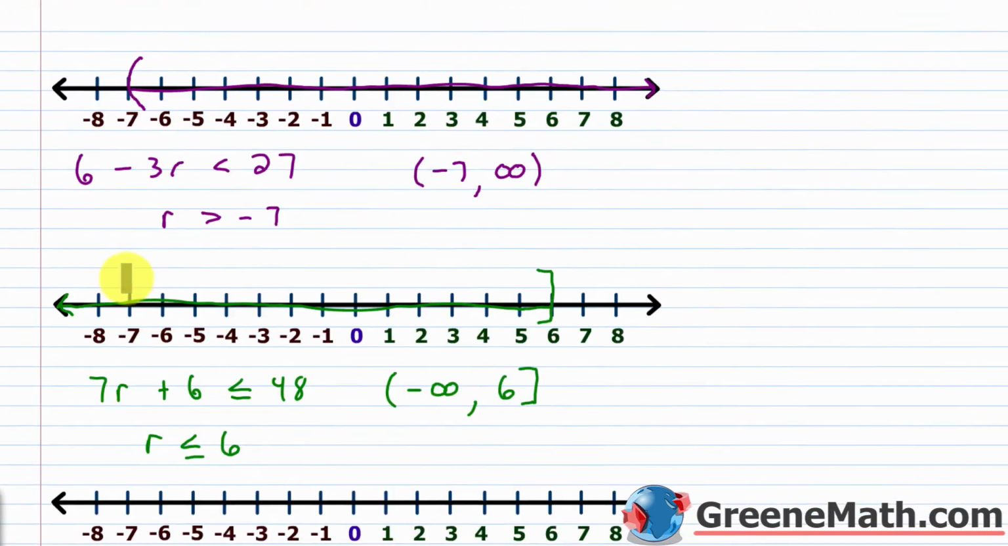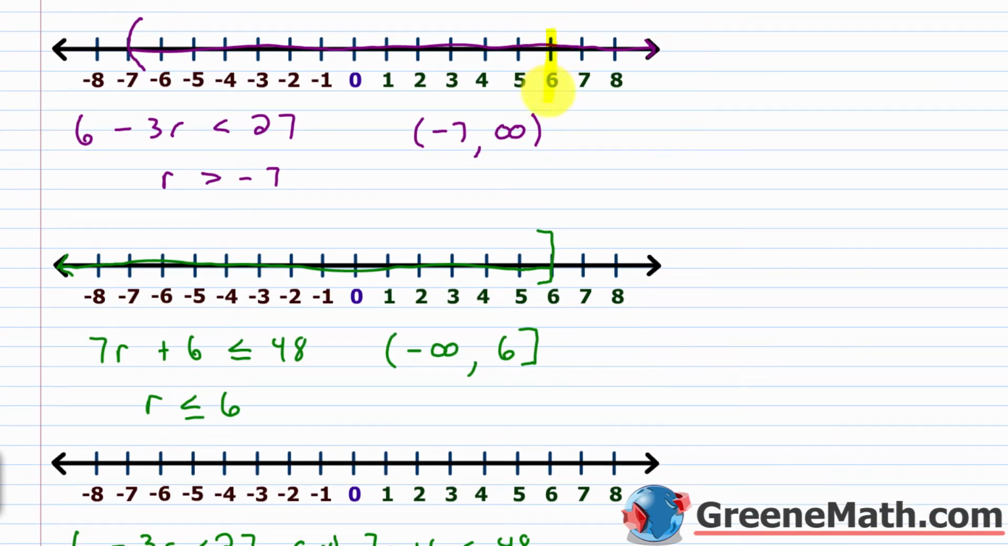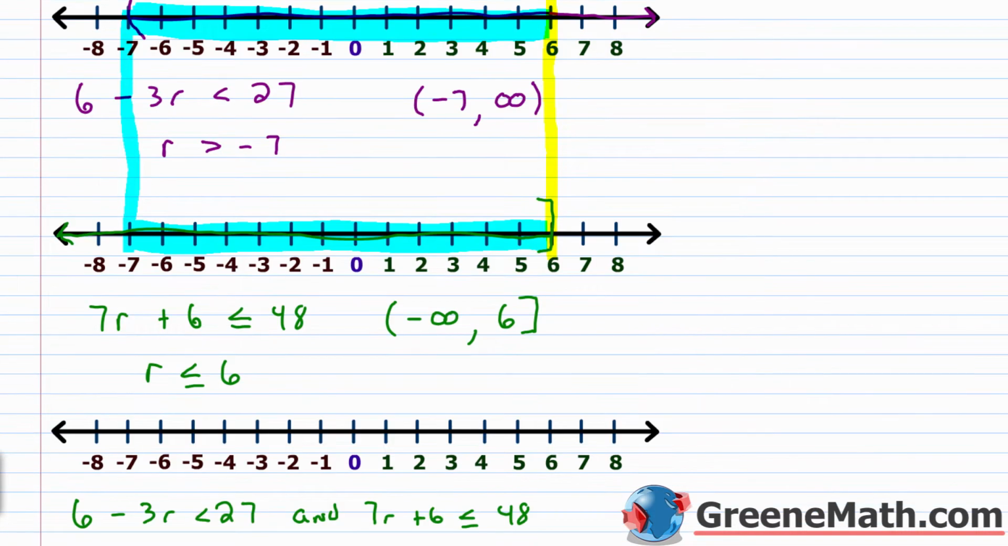Now, graphically, it's easy to tell what it would have been. Here's 6 right here. Kind of think about this as the cutoff for the largest value. 6 is included because this has a bracket here, and in this situation, it's going this way forever and ever and ever. So 6 is included. Now, with -7, it's not included because in this case, it's got a parenthesis there. It's not included there. Okay, so that's your cutoff, anything larger than -7. But anything in between here would work as a solution for each of them. So graphically, it's pretty easy to see.